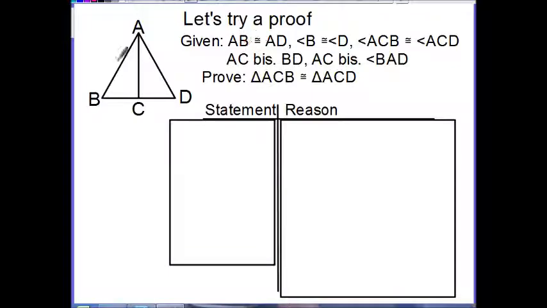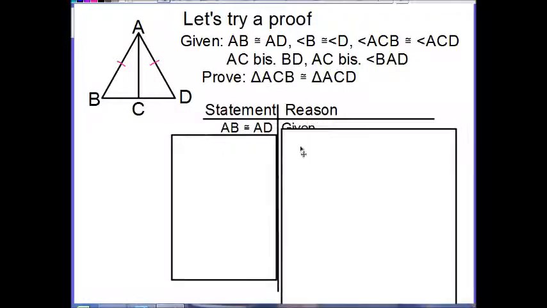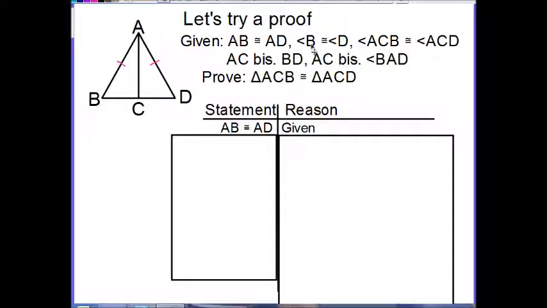AB is congruent to AD. If you draw it, we're going to write it. Next, angle B is congruent to angle D. If we're going to draw it, we're going to write it.